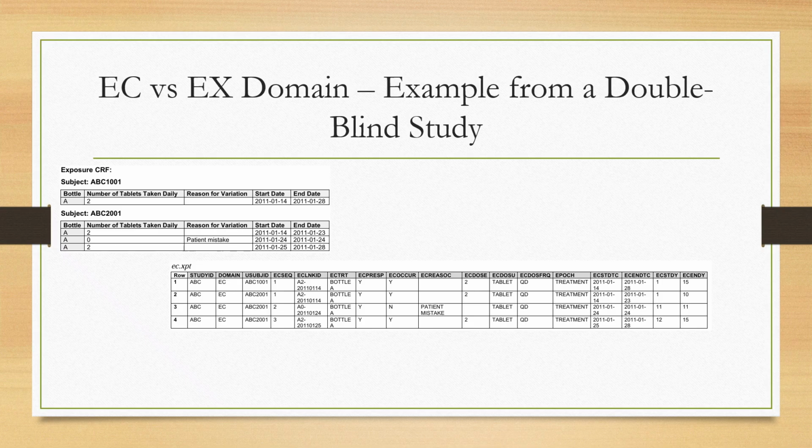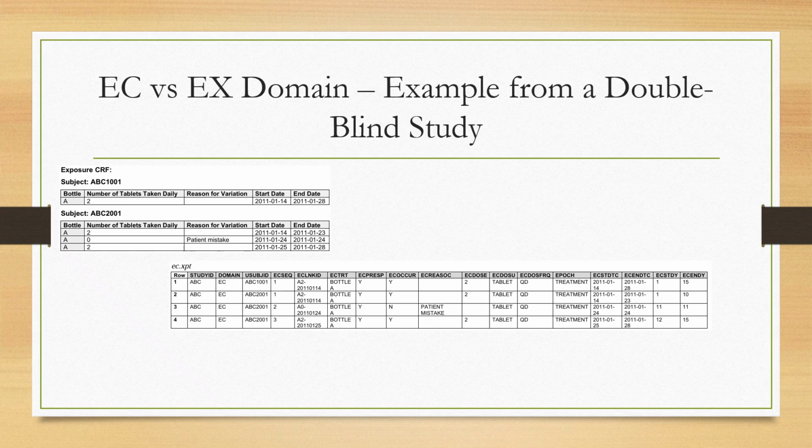So we have one record for this span. Then for the record where the subject missed the dose, that the subject did not take, and the reason was the patient mistake, that is being captured in your EC reason variable. And you can see that since the subject did not take this medicine, the EC occur is populated as N, which indicates that the subject did not take the medicine on this particular day.